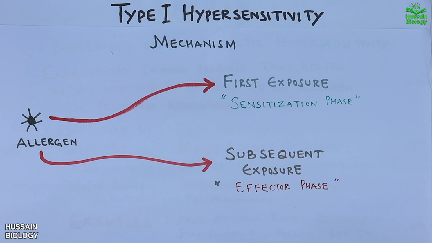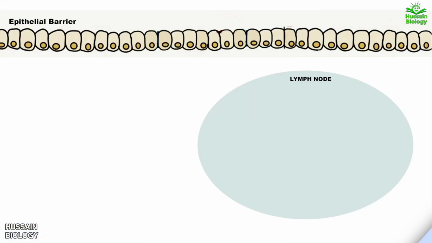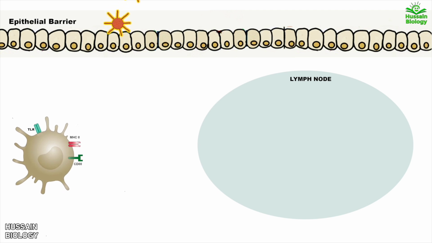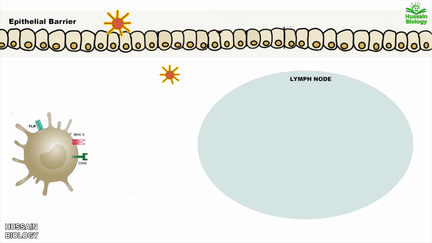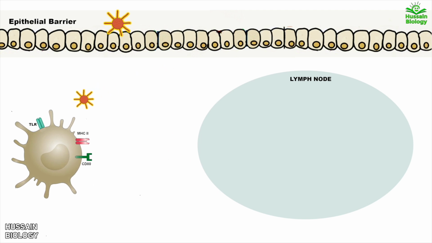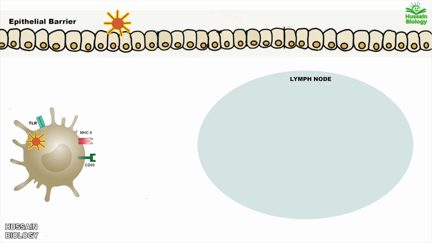Now let's see the whole mechanism in detail with animations. We see in the diagram we have the epithelial barrier. Inside it we have the dendritic cells. First of all, the allergen comes in contact with the epithelial barrier as shown in the diagram. It either sneaks through the barrier or releases allergen components. These allergen components are perceived by the dendritic cell via TLR and CLR. The dendritic cell internalizes the allergen by endocytosis, where the allergen is processed and finally presented on the MHC class II molecule on the dendritic cell surface.